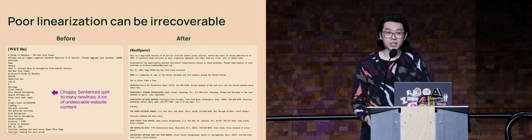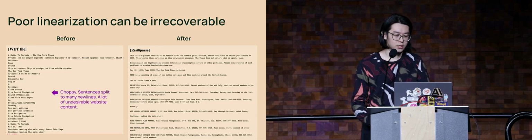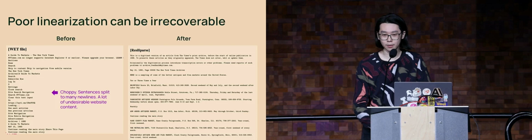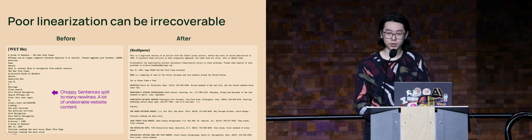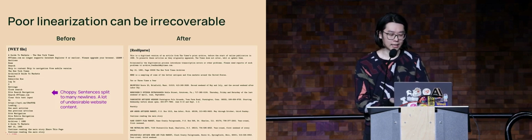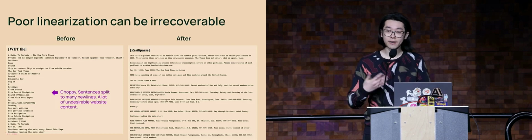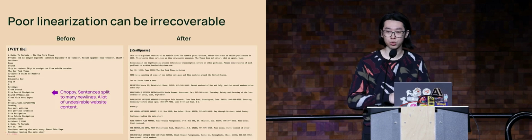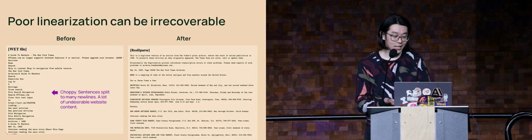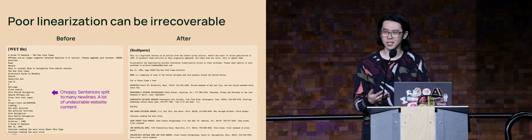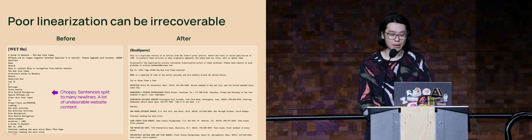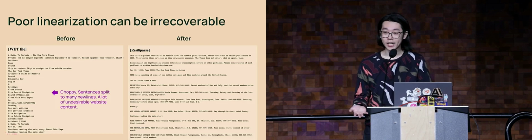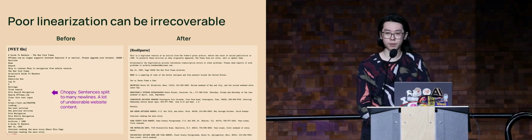And poor linearization is really consequential. You can lose points on the performance of your benchmarks by using the wrong parser. On the left-hand side is a WET file, which is the native distribution format that Common Crawl uses to distribute its websites if you don't go to the raw HTML. You can see it's super choppy. Sentences are split up, and there's a lot of extra content there. This is actually the same web page. On the right is what you get if you run a different Python tool for parsing the HTML.